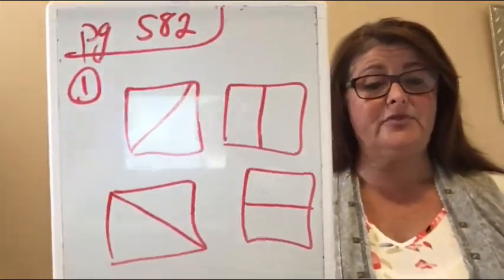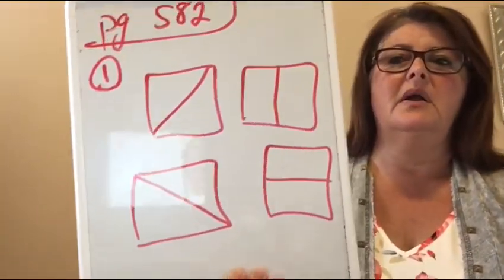Okay, this is how I'm doing number 1. Are my figures in 4 equal pieces? Is this what you have, Tanisha? You're going to make your square, you're going to break it into 2 equal pieces.